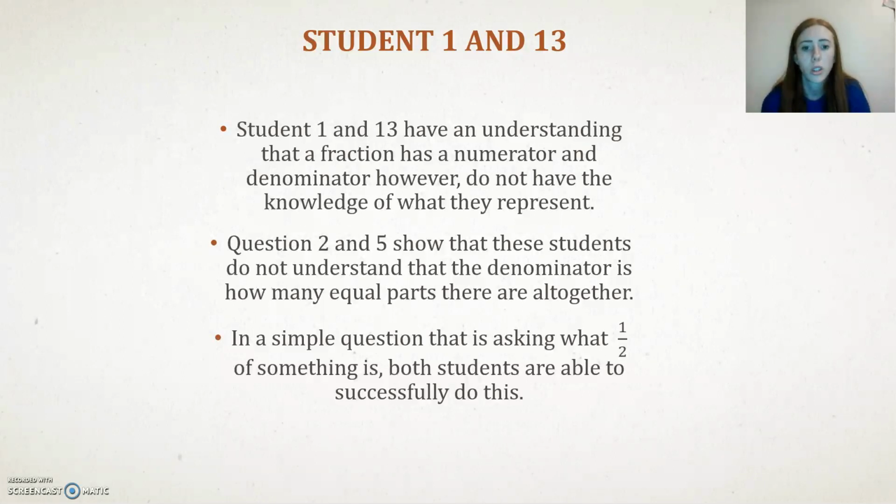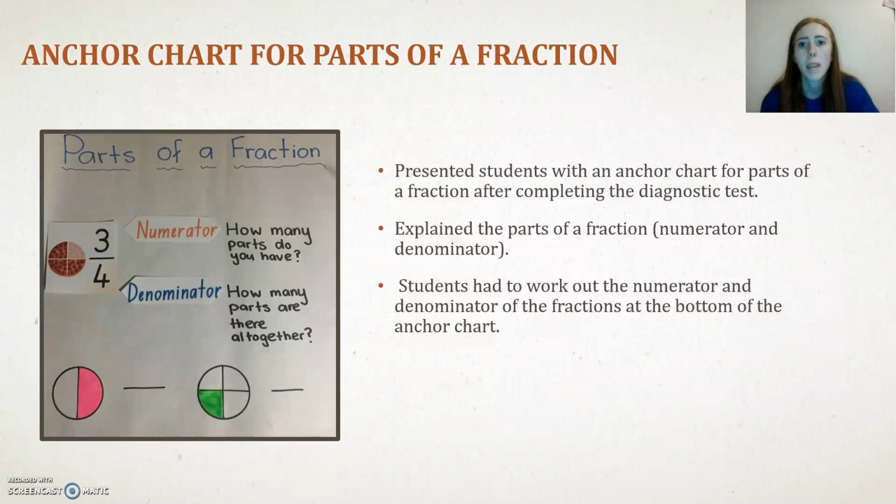Questions 2 and 5 show that these students do not understand that the denominator is how many equal parts there are altogether. In a simple question that is asking what 1/2 of something is, both students are able to successfully do this. I made an anchor chart for parts of a fraction and presented this to the students after completing their diagnostic assessment. I explained what the numerator is and what the denominator of a fraction is. Students had to work out the numerator and denominator of the fractions at the bottom of the anchor chart. I physically got the students to come up and write them in.